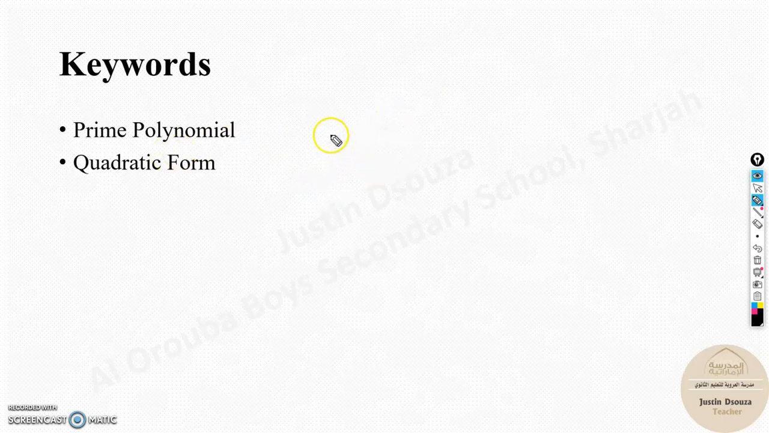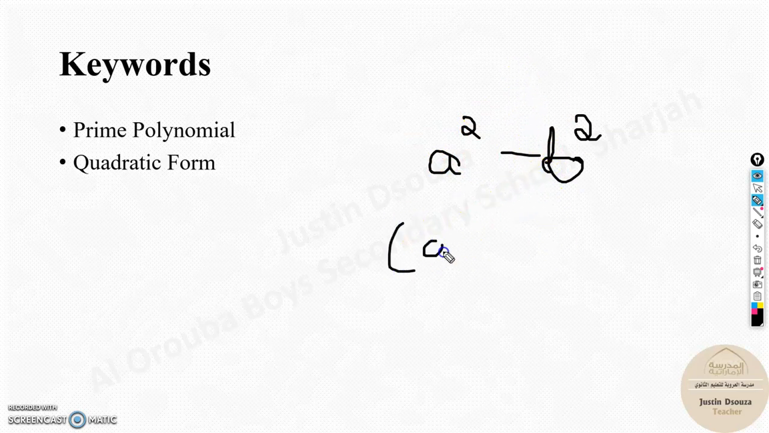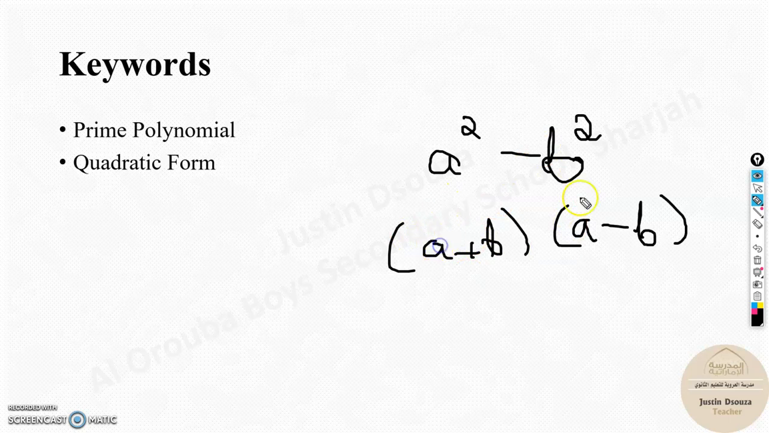For example, you might recall some identities, say a squared minus b squared. Okay, now you might know this, and this is a polynomial. You can further break it down into (a plus b)(a minus b), isn't it? So now if you multiply it out, you will get the same answer. The identities can be proved.